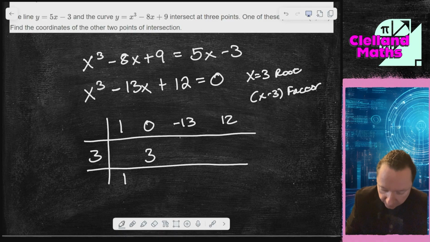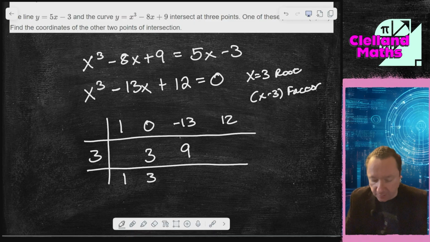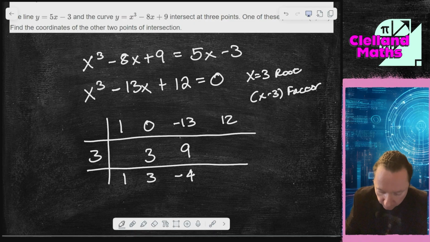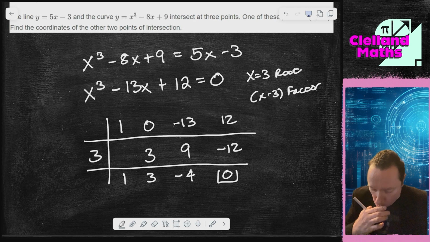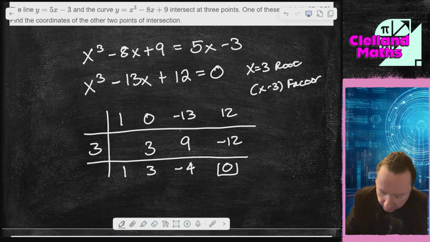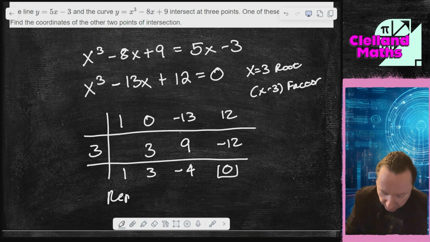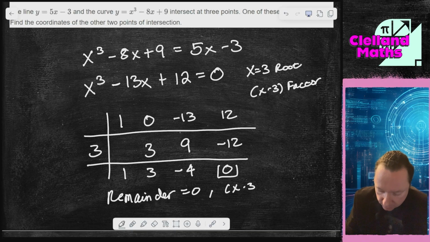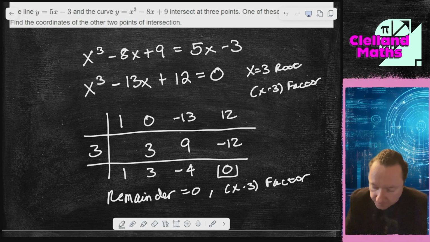1 times 3 is 3. 3 plus nothing is 3. 3 3s are 9. 9 minus 13 is minus 4. 3 minus 4 is minus 12. 0. So it gave us one of the roots, which is nice. We'll still write this statement because we're just a bit used to writing it after the synthetic division. But you don't really need it, since we've already said it up there.